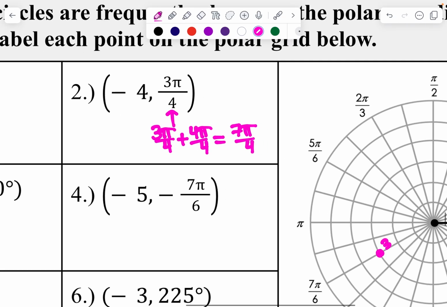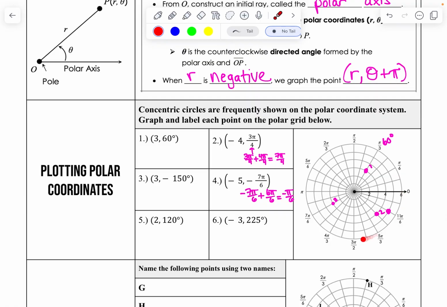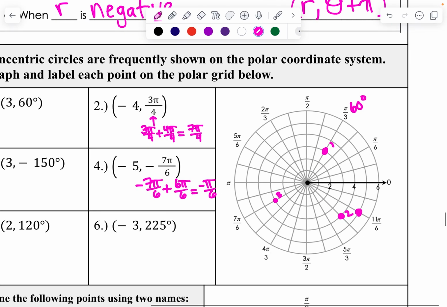Because again, when you have a negative here, you're going to add pi to this. So -7 pi over 6 plus pi, which would be 6 pi over 6, gives us -pi over 6. Because it's a negative, we're going clockwise. So from here, that's 11 pi over 6. So we're on this one, and 5 units was right there. So there was number 4.